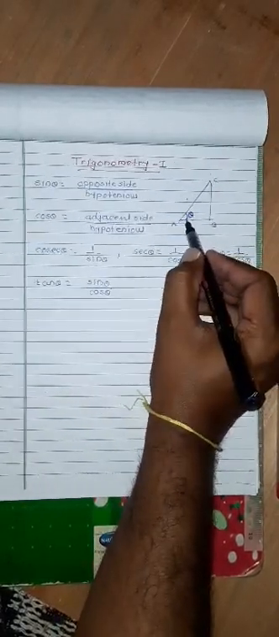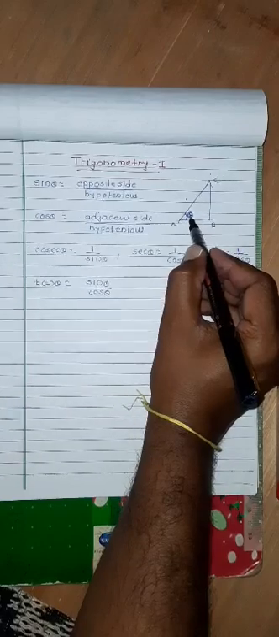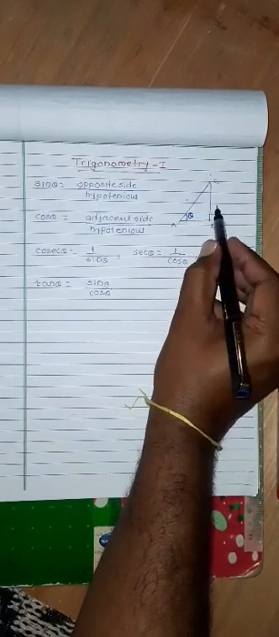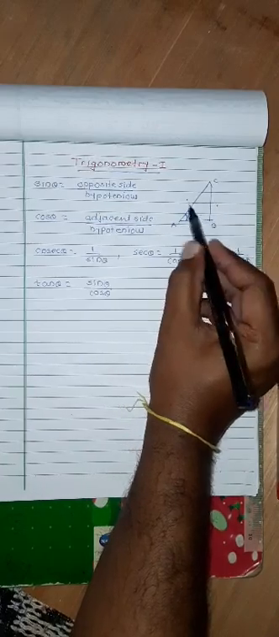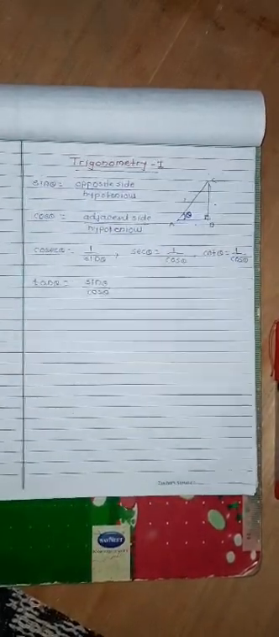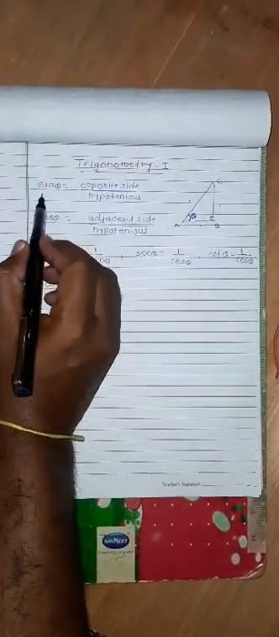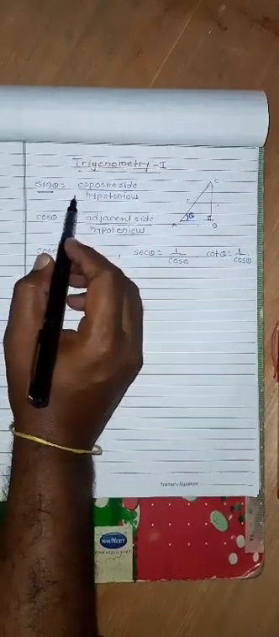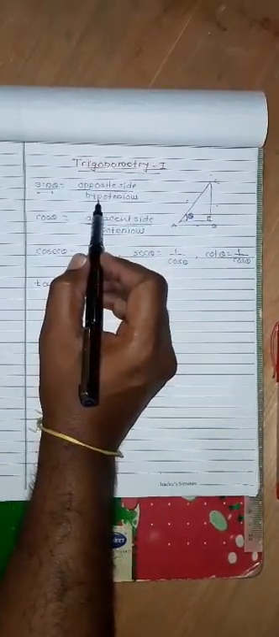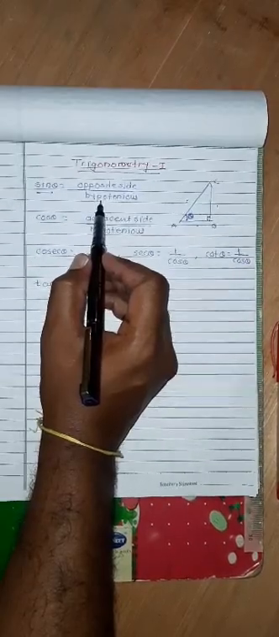This is called the hypotenuse. At the point A, theta is the angle between AC and AB. This is the opposite side, this is the adjacent side, and this is the hypotenuse. This is the right angle triangle. Now, within this equation we have to discuss the sine of theta. The sine function can be written as the opposite side upon the hypotenuse.